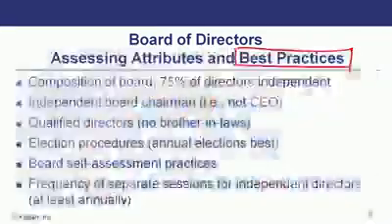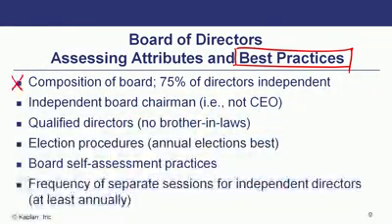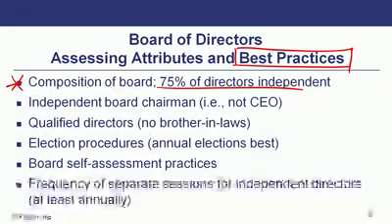So first of all is the composition of the board, and that is that you want 75% of the directors to be independent. Independent means they don't have any relationship with the firm other than their board service, so they're not consultants, they're not interlinked boards. They're people that were hired because they are smart, because they understand the industry, understand business, and that's what they do. They don't have any other issues.